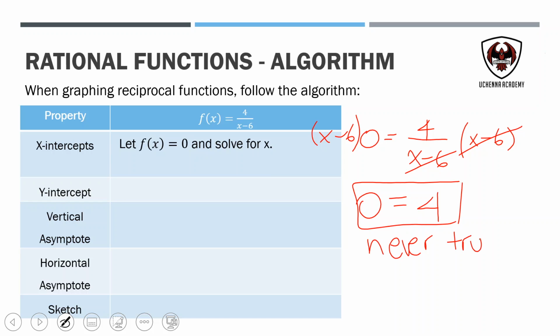Something that's never true in mathematics really tells us that there is none. So x-intercept, there is none, because when we try and solve for it, we end up with something that's never true. So there's no x-intercept.